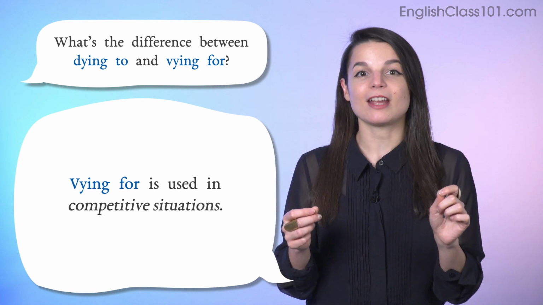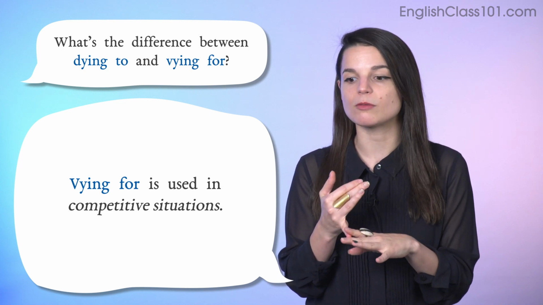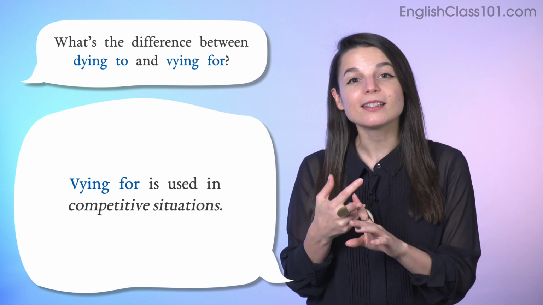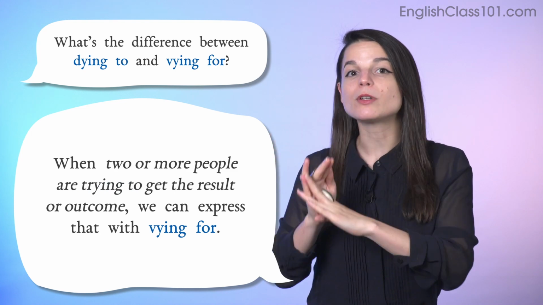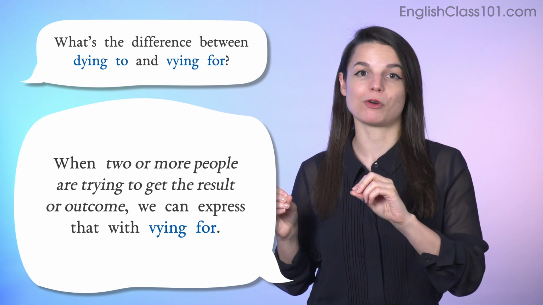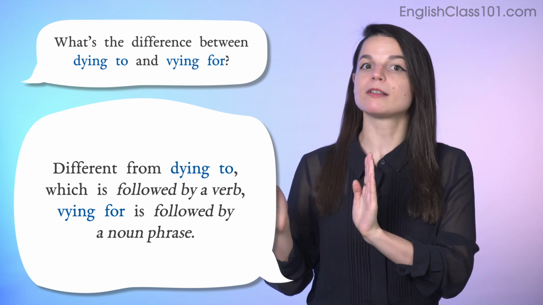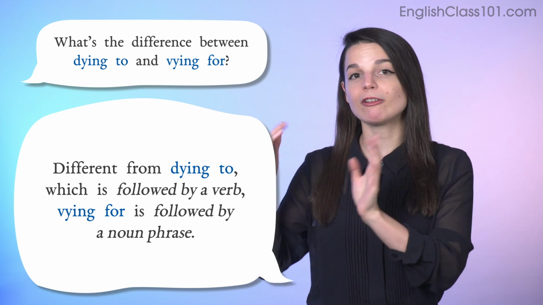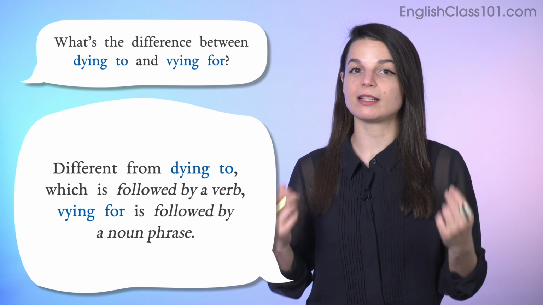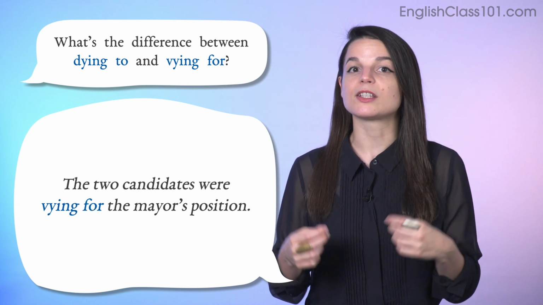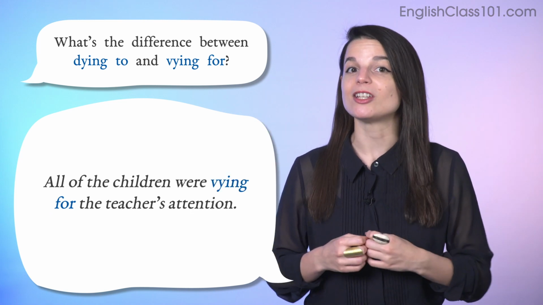Vying for, on the other hand, is used in competitive situations. So you might hear it in sports, you might hear it in business, you might hear it in politics, when two or more people are trying to get the same result or the same outcome. We can express that with vying for. Different from dying to, which is followed by a verb, vying for is followed by a noun phrase. So vying for, noun phrase, where the noun phrase is the desired result, the desired outcome. So some examples of this might be, the two candidates were vying for the mayor's position. Or all of the children were vying for the teacher's attention.